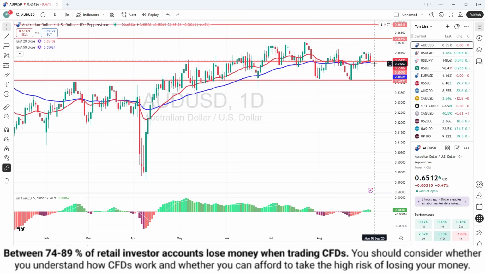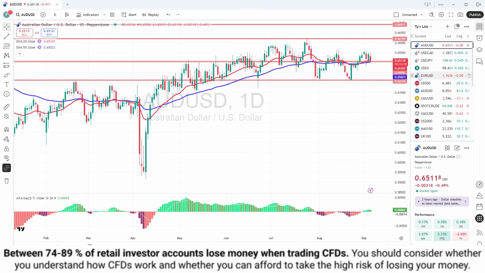If we break down below these 20 and 50 moving average markers, then we're going to start looking back at around that 64-ish area. The low 64s is probably going to be the target on the short. But right now, I think the momentum is long, and we're looking at a bit of a bounce off this level here. First target would be around that 65.5. And then once that's broken through, we'd be looking for a continuation up to around that 66.20. But I think I would treat them as separate trades on this one.